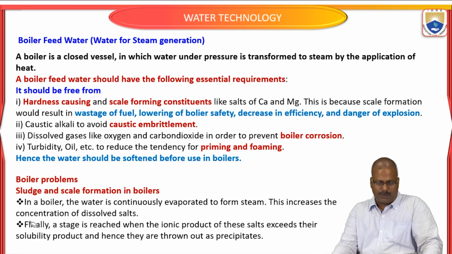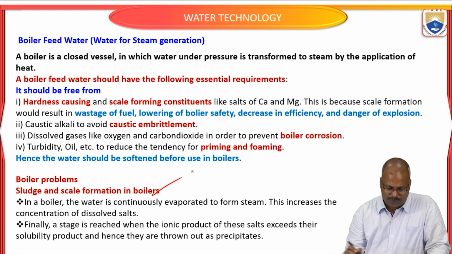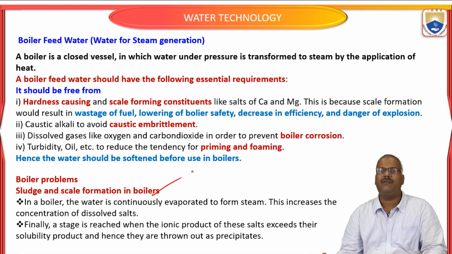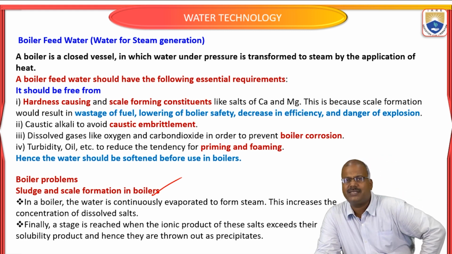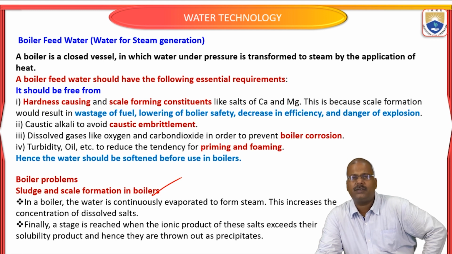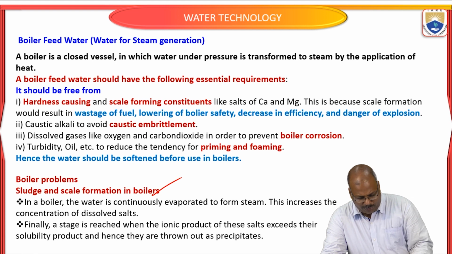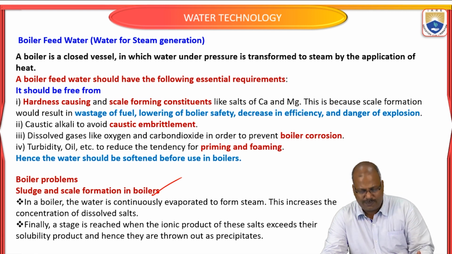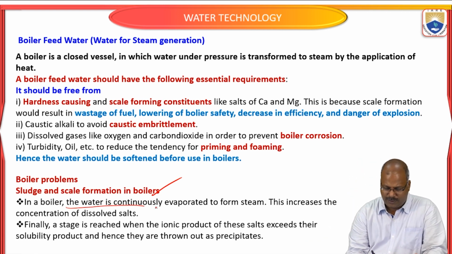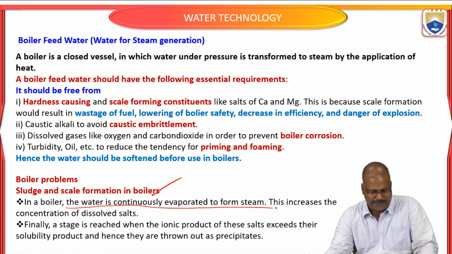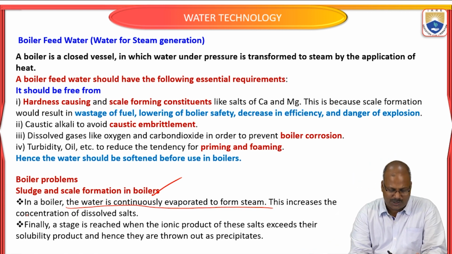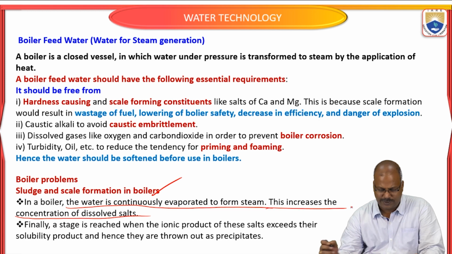Okay, in boiler problems, particularly we will see more about sludge and scale formation in boilers. A boiler is a vessel which is used to convert water into steam by the application of heat. In a boiler, water is continuously evaporated due to heat and forms steam. This increases the concentration of dissolved salts.